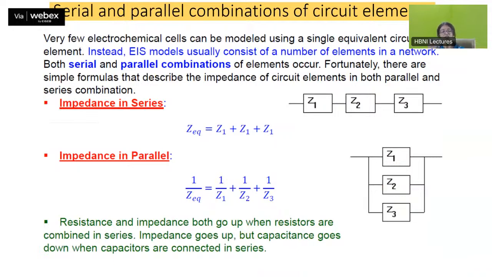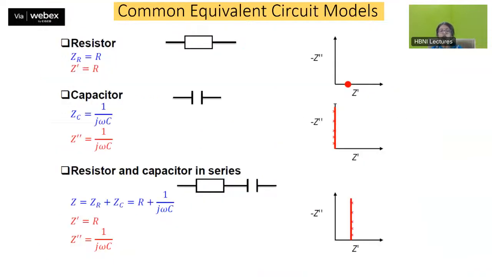Impedance in series and impedance in parallel follow the same mathematical representation as resistance. When you have impedance in series, it is just a numerical addition. Whereas when you have it in parallel, it is 1 by Z1 plus 1 by Z2 plus 1 by Z3, and the pictorial representation is almost similar to that in case of resistance. So what is the common equivalent circuit model that you have to know?